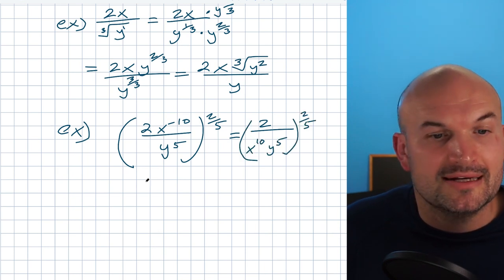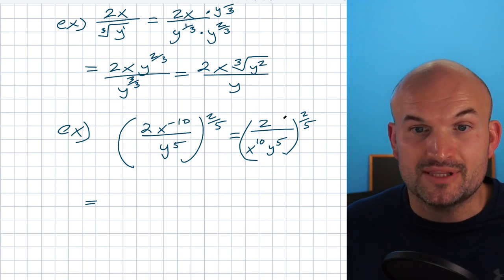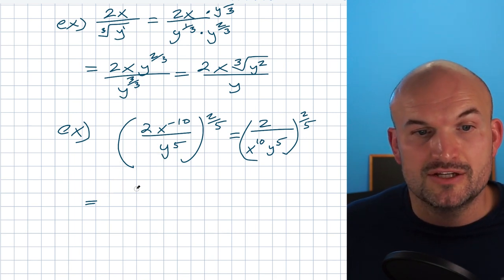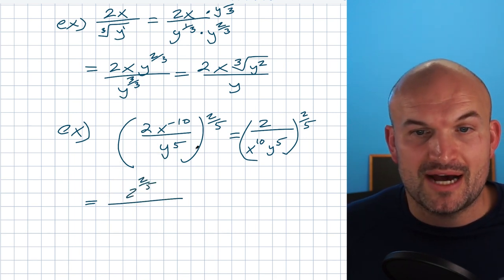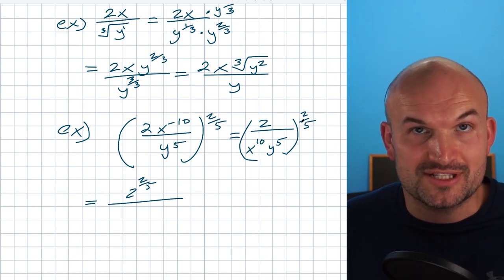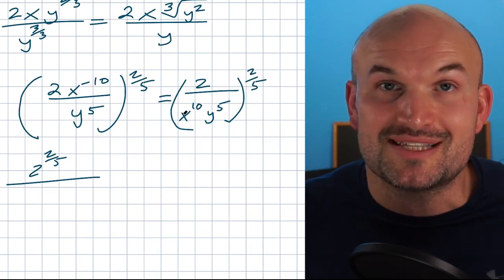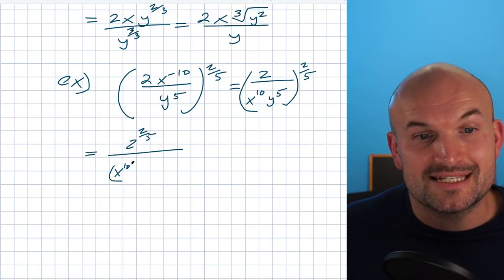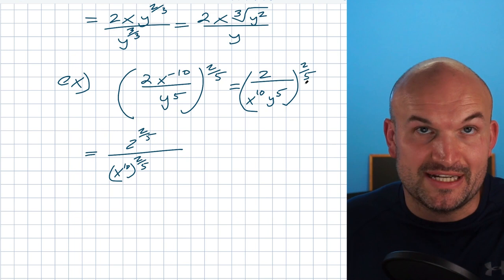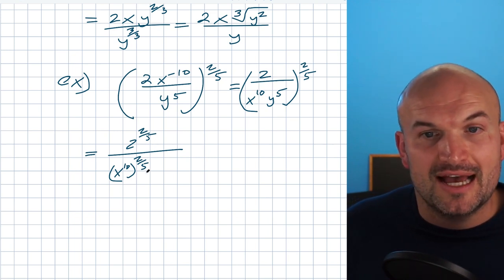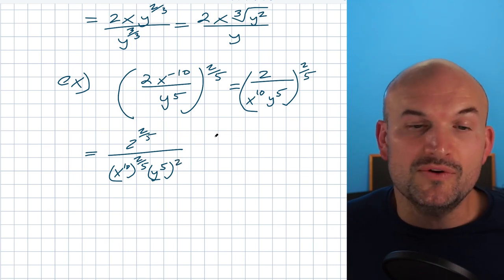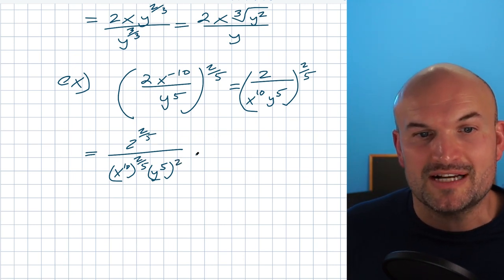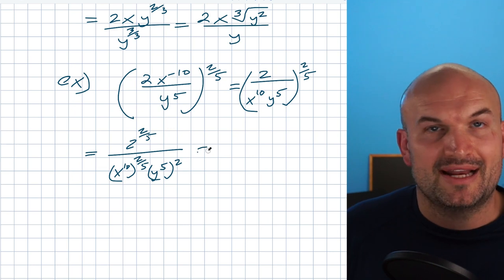Now using my power to quotient rule, remember this 2/5 is going to everything. So I have 2 to the 2/5 divided by, now again, we have a product down here. So it's the power to product rule as well. So I have x to the 10th raised to the 2/5 power, right? Because it's being distributed to each of these, as well as y to the 5th being raised to the 2/5 power. Now, the cool thing is, remember, what does our power rule of exponents tell us? We're just going to multiply those.